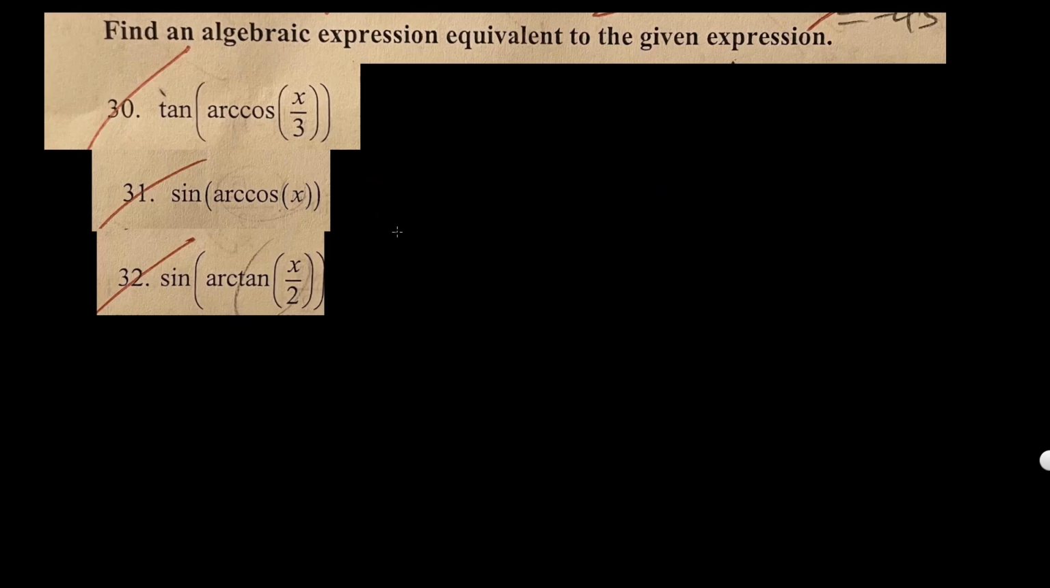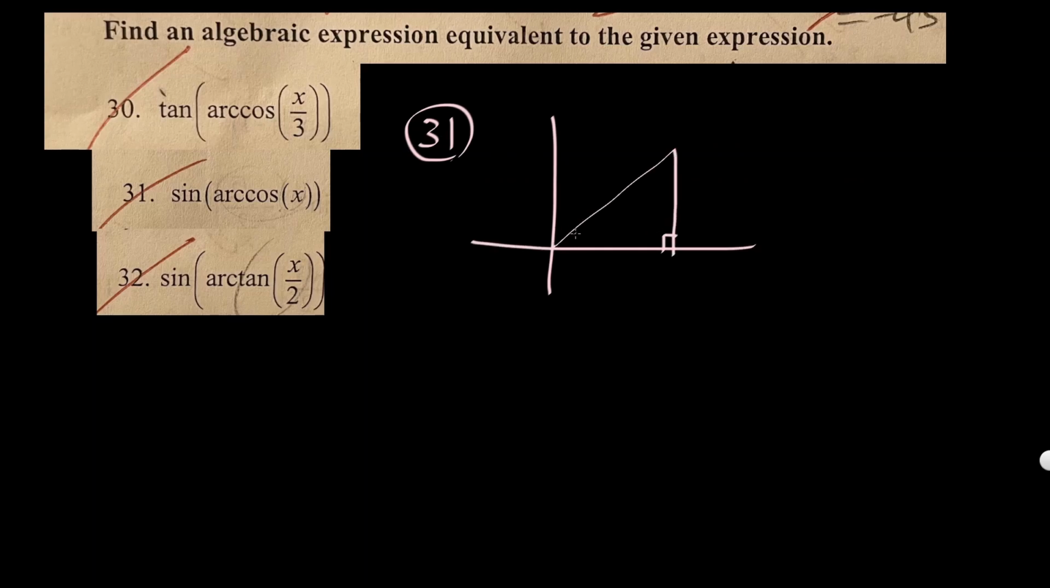And we do 31. It's arc cosine x this time. So we draw a triangle again in the first quadrant, and let that be the theta. Arc cosine, or inverse cosine, is adjacent over hypotenuse. To figure out the other leg, it has to be 1 squared minus x squared, which is 1 minus x squared, and then you take the square root.